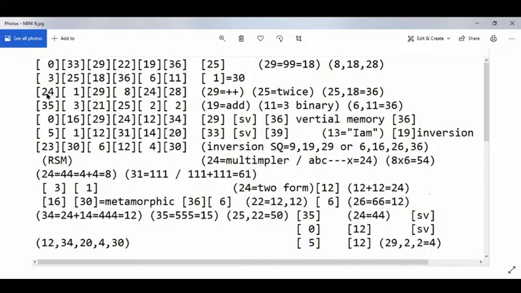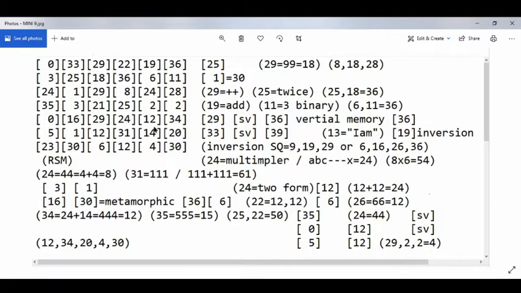And this 24 is a multiplier. It allows this 2 times 15. So this is the multiplier: 2 times 15 is equal to 30. And so that explains that sequence.